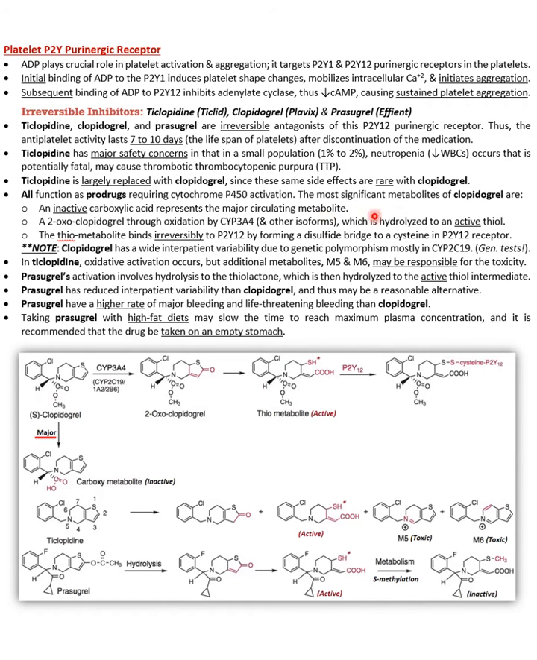In the case of clopidogrel, the most significant metabolites are, let's look here at the graph. So this is clopidogrel. First of all, the majority of clopidogrel is metabolized into this inactive form, which makes the bioavailability for clopidogrel very low. I think it has about 15% oral bioavailability, which is one of the disadvantages for clopidogrel.